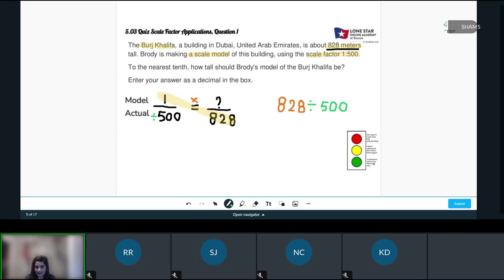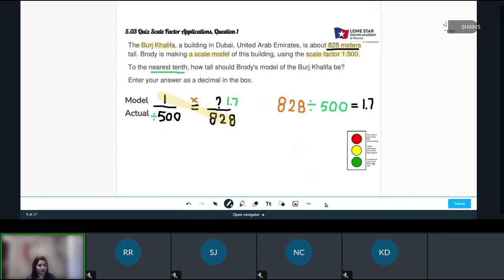Right? And when I did this one, I got an answer that was around 1.7, because at least 1/500 will go into 828. So the answer was actually 1.7. Right, Sean? There you go, I see you fixed it. So the answer is going to be approximately 1.7, to the nearest tenth.